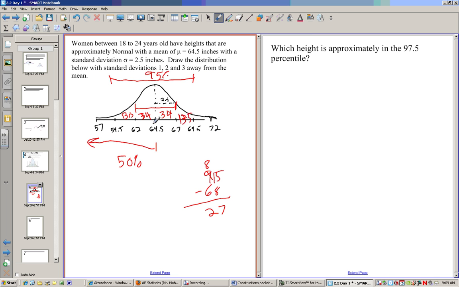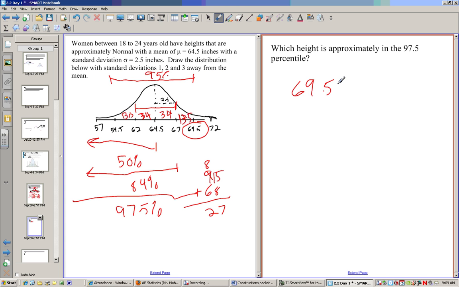So this is 50. If I go one standard deviation up, that's going to be 84%, the 84th percentile. Now if I add 13.5% to that, I should get 97.5. So the 97.5th percentile will be at 69.5.